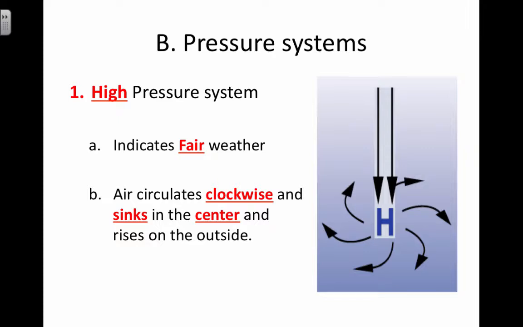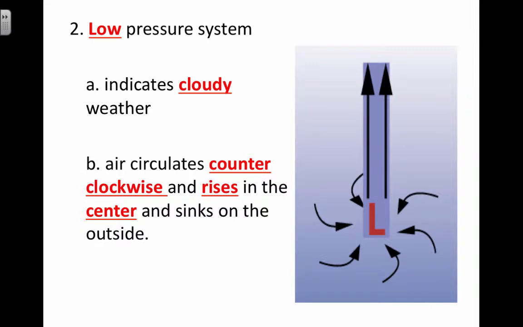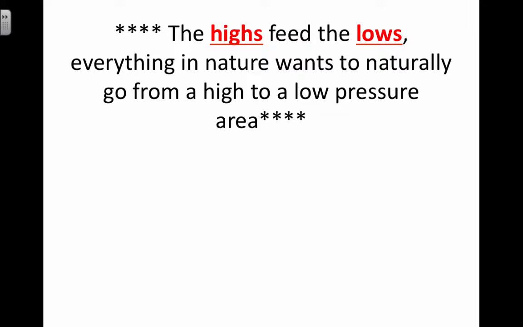Air is not allowed to rise, cool, and condense into clouds. Low pressure isn't pushing down on the earth, so the air can flow upward, rise, cool, condense, and we have clouds and rain. We also talked about the highs feeding the lows, and everything in nature wants to go from a high to a low pressure.